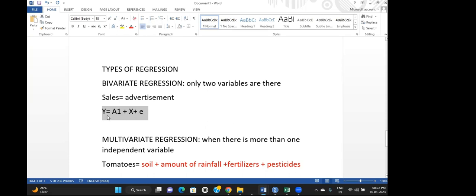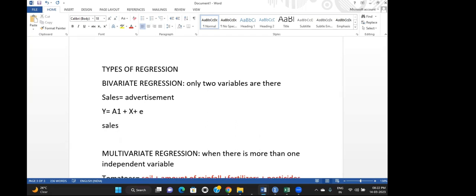So let me make you understand. Y is, let's say, if I have to write it with the help of this, sales is equal to A1 plus, sorry, एक minute, यहाँ पर I have forgotten to write A2, है ना, and X, और यहाँ पर भी क्या आएगा A2 and advertisement plus the error term E.